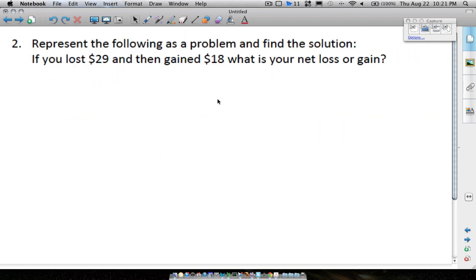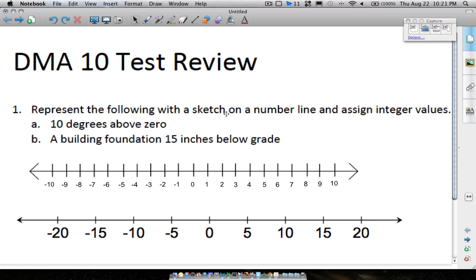If you know how to do a particular problem, feel free to skip to the one that you need help with. Let's start with this first one that's on your test review. We want to represent the following with a sketch on the number line, and we want to assign integer values. Question A, we're going to use this number line.